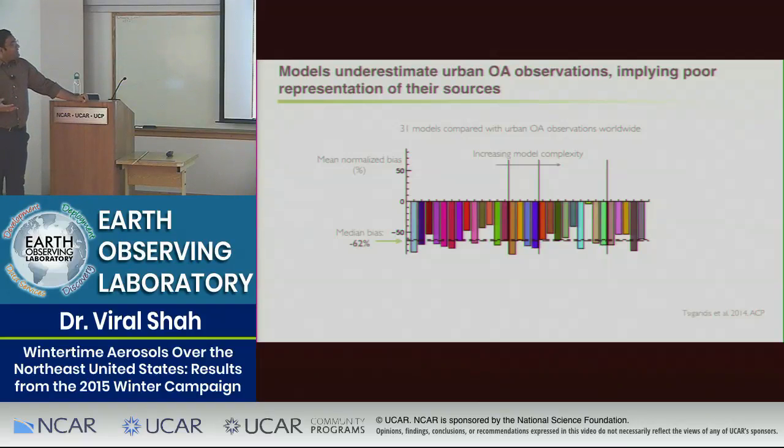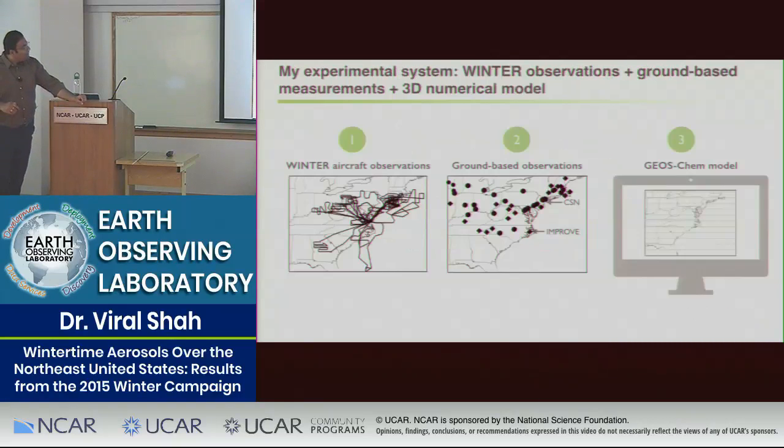There are some newer models which do a much better job than this. But again, they make many assumptions. Some of them do not have very good constraints from lab or field studies. So we can bring in the winter observations again to bear on this problem. What's causing this uncertainty? What are the sources? And we can tie in the ground-based observations and again the GEOS-Chem model.